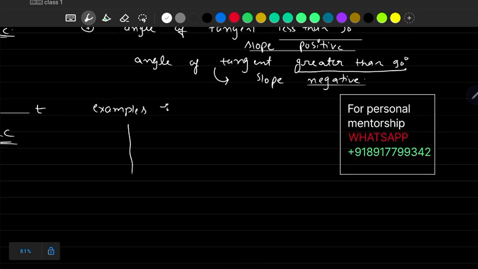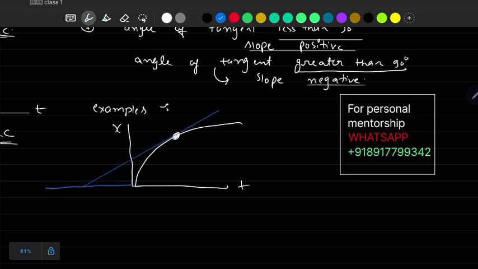So here in this graph, if you want me to find it at this point, you draw a tangent. Tangent means a line touching it. This tangent is making some angle with the x-axis, and we know that we always measure anti-clockwise. So is this angle less than 90 or greater than 90? Obviously less than 90. So at this point slope is positive.